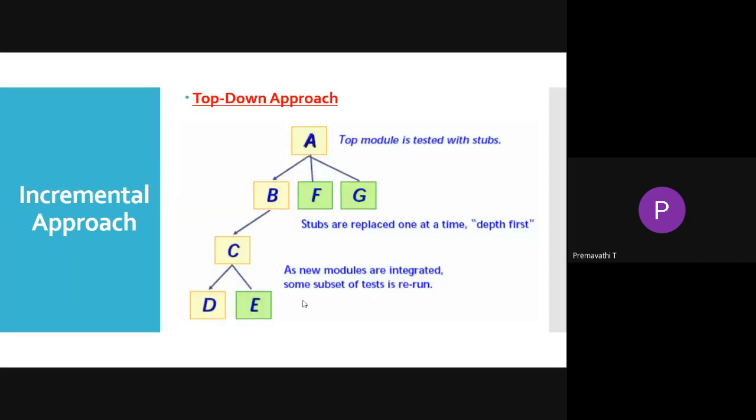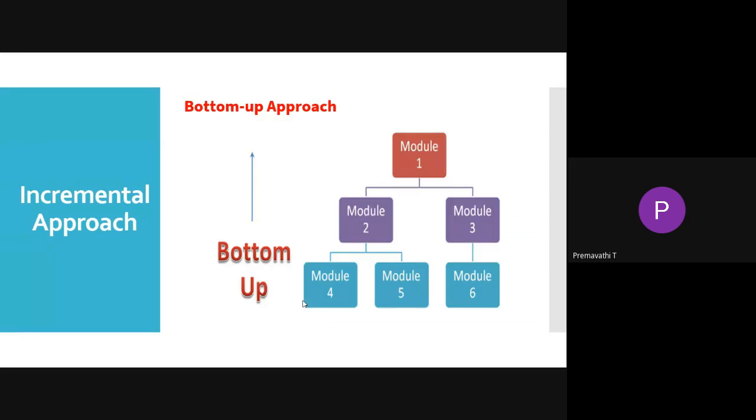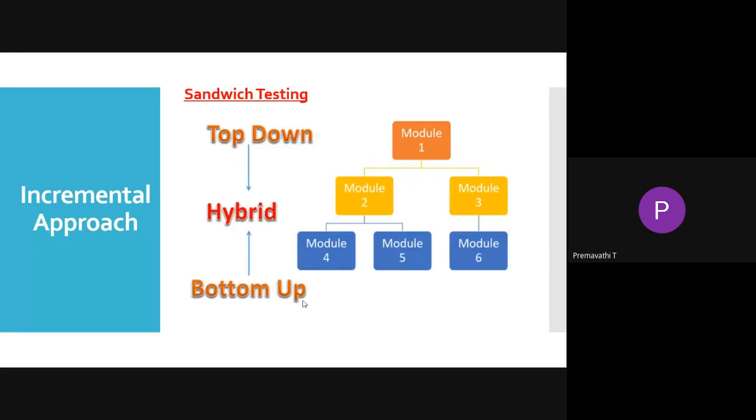There is the top-down approach. First, we test the top modules, then we go for the sub-modules. The next one is the bottom-up approach. Here also, the sub-modules are merged one by one, and it goes up to the top. This is the incremental approach. The next one, sandwich. Sandwich testing is a mix of top down and bottom up. Another name for it is hybrid approach. It is a combination of top down and bottom up.